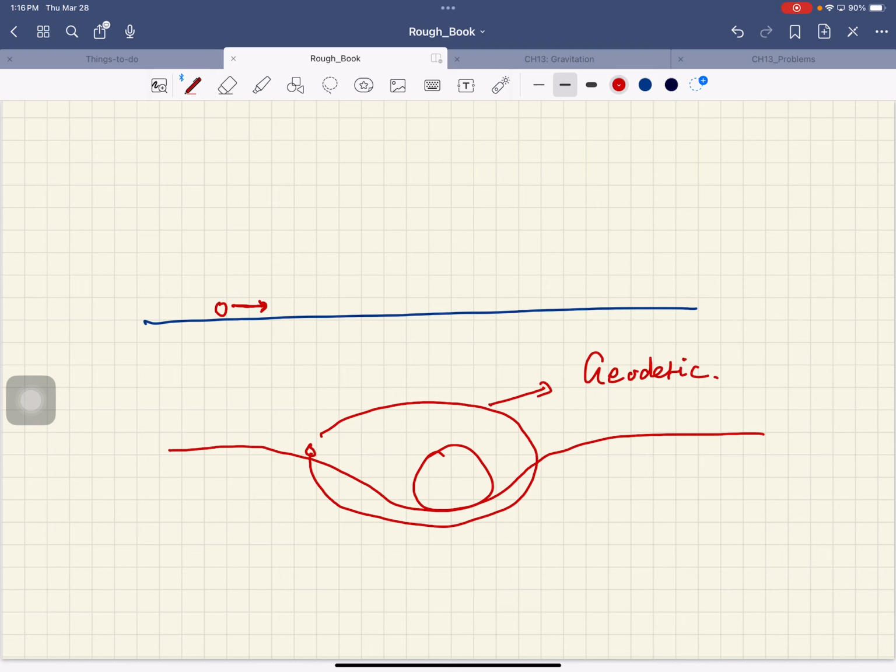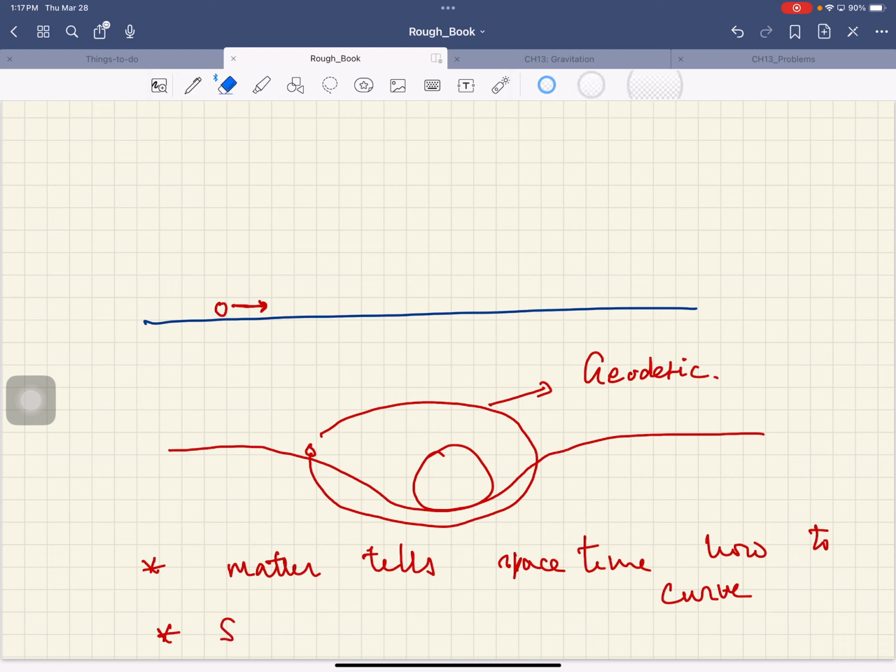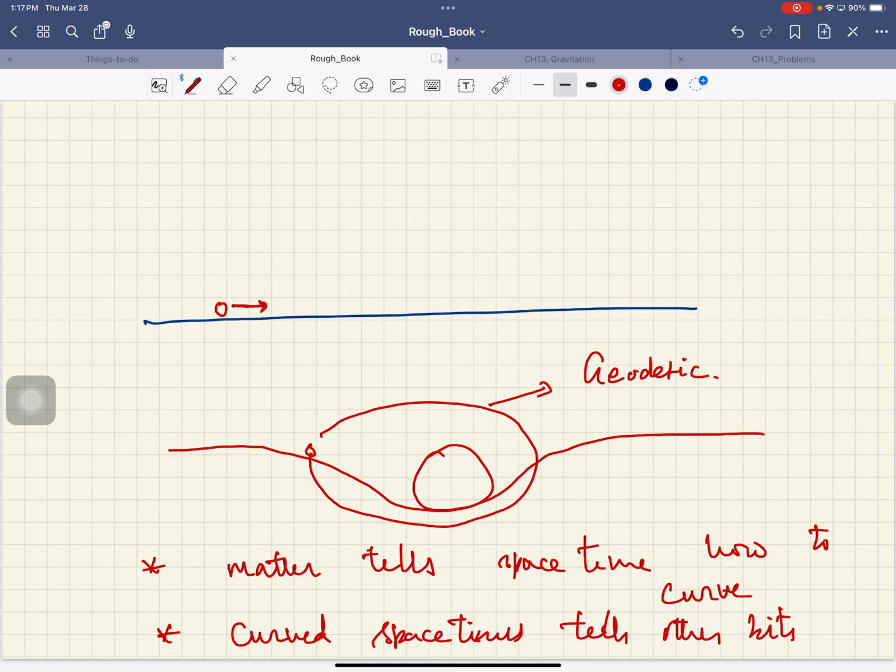And that's Einstein's general theory of relativity. So I'm going to state it again. Matter curves space-time. Curved space-time tells other small bits of matter how to move. And how are they moving? They're moving in straight lines in that curved space-time. So here's a very famous statement. Matter tells space-time how to curve, and curved space-time tells other bits of matter how to move.